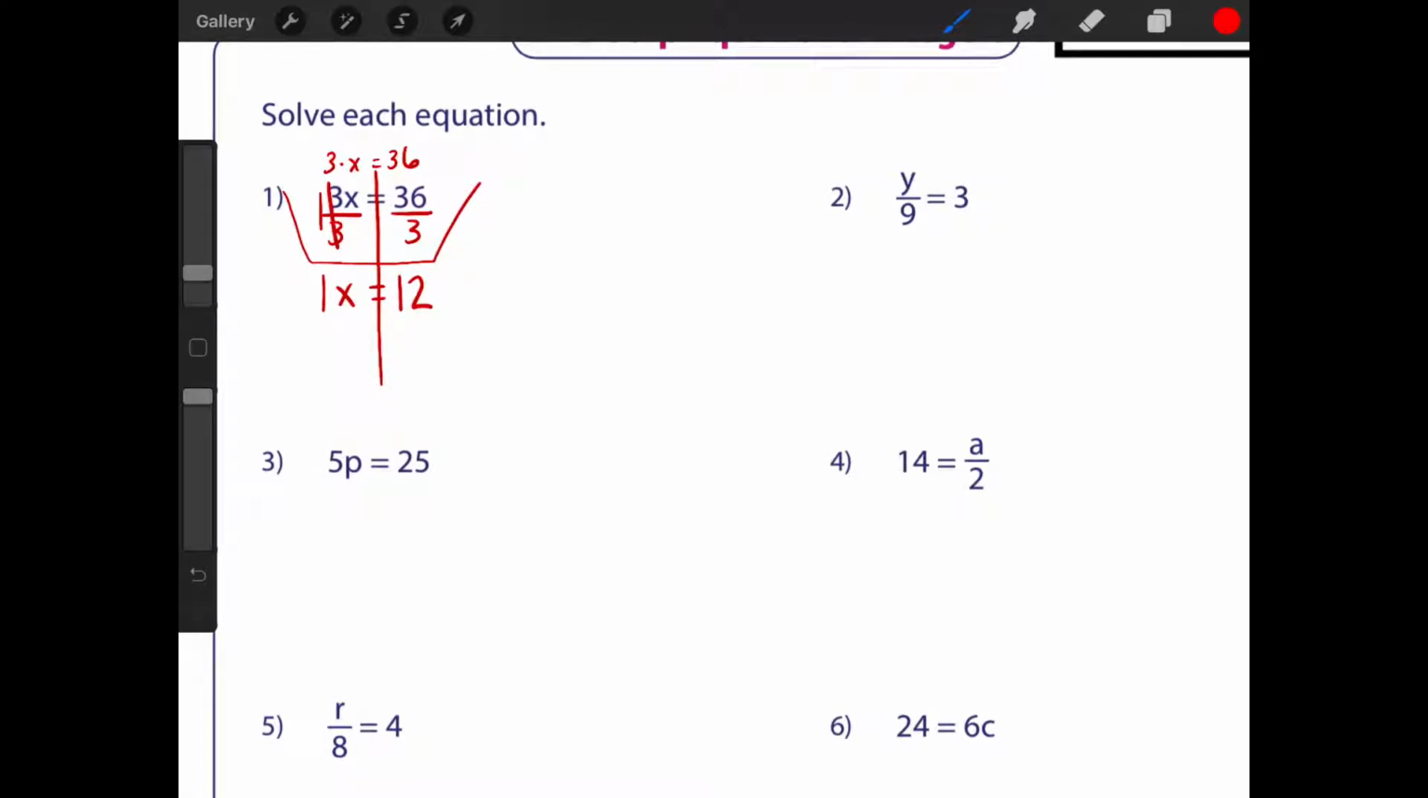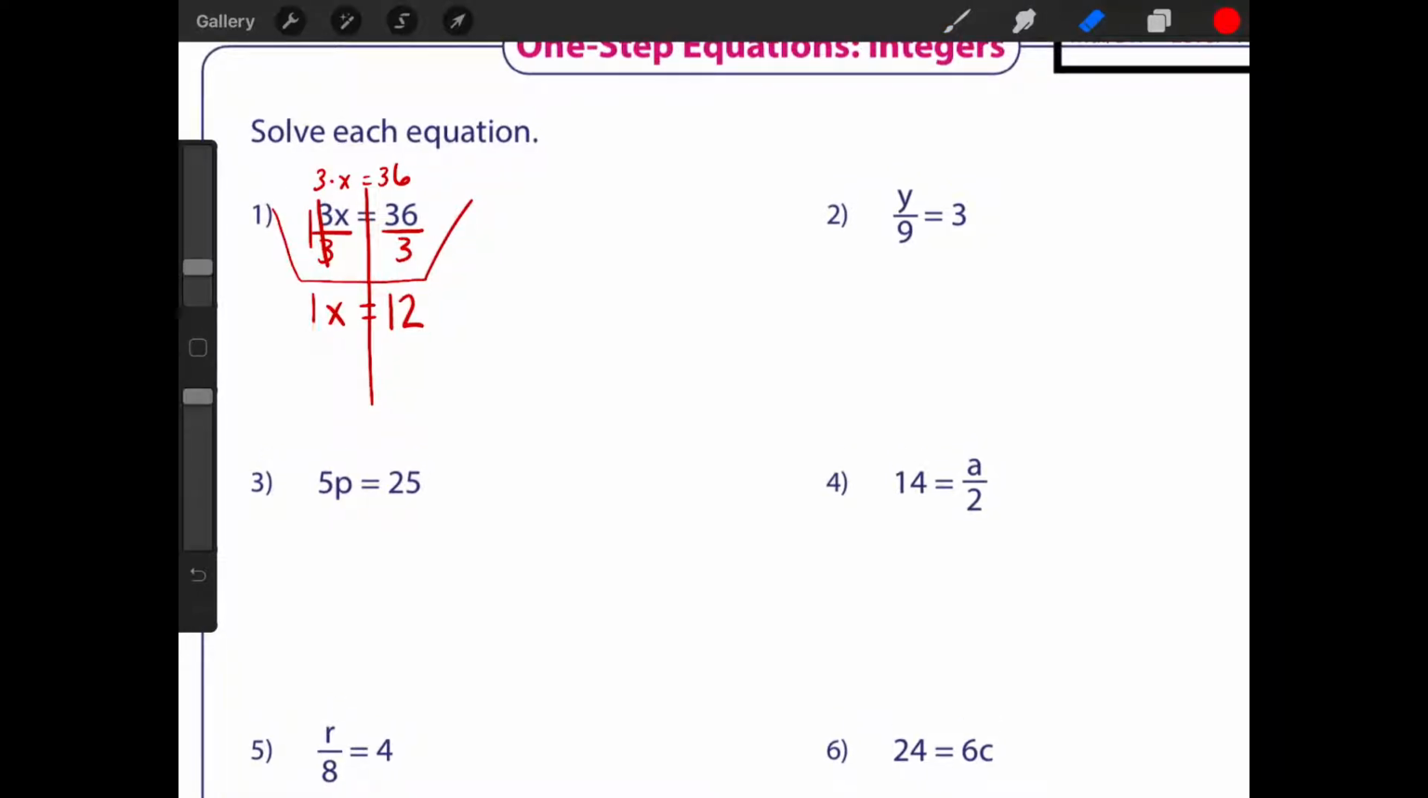Now, something that a lot of kids get confused about is, do you write the 1 right here? The number in front of a variable is called a coefficient. The number that's attached to it is being multiplied by whatever the variable is. 1 times x equals 12. So let's think about that. 1 times 12 equals 12. Or x is 12, so 12 equals 12. Does it change at all? No, it doesn't. So we don't have to write that 1 right there.